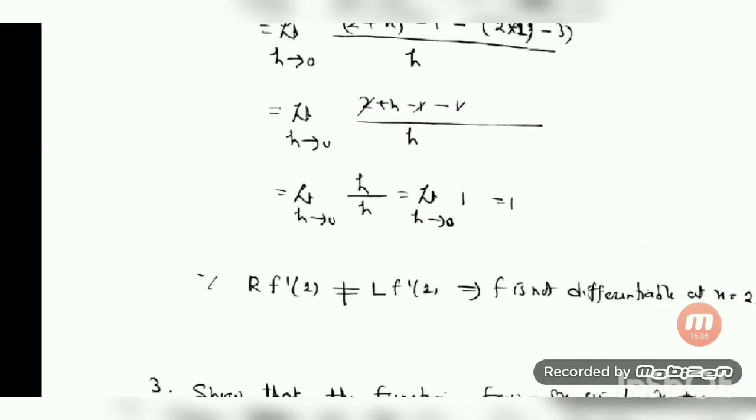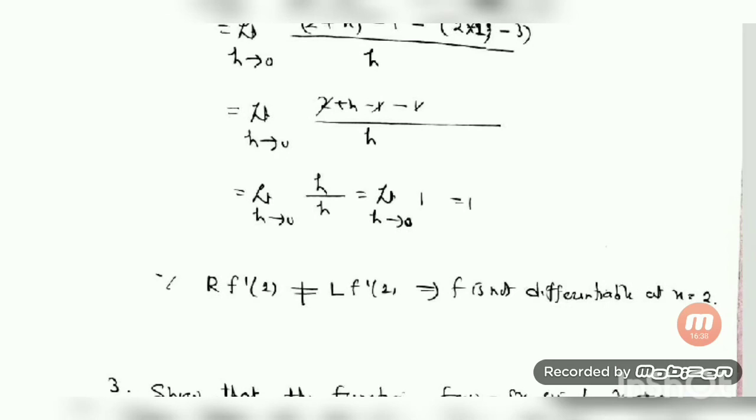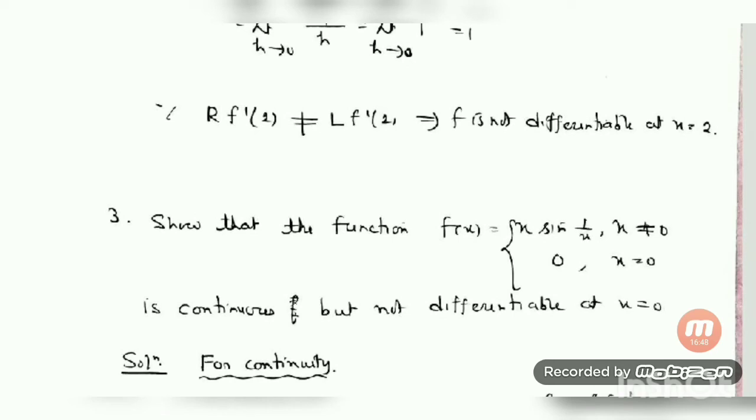So we have seen the left hand derivative is equal to 2, but the right hand derivative is equal to what? 1. So left hand derivative is not equal to right hand derivative. Therefore, the function is not differentiable at the point x equal to 2. Hope you understand the procedure.